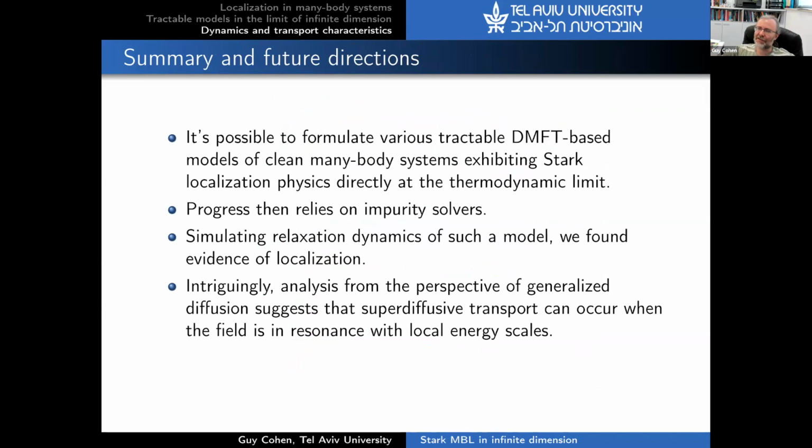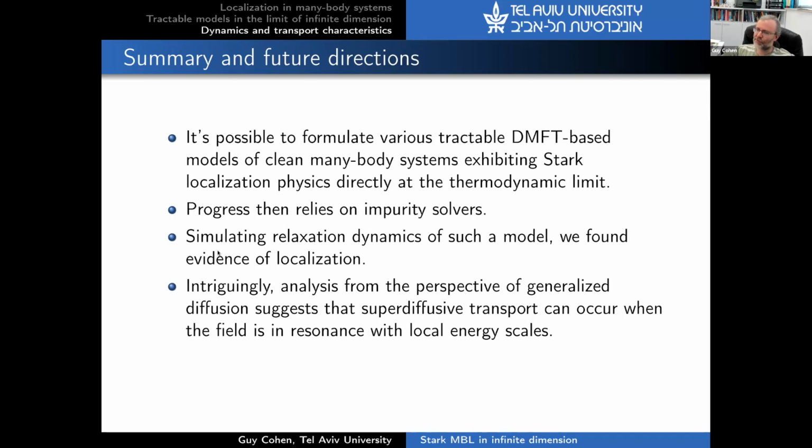I guess I should say it's possible to formulate a bunch of DMFT tractable models of clean many-body systems that have localization physics. And these are at the thermodynamic limit, which is quite unusual for many-body localization, where almost everything is done with small systems with finite size scaling. The only finite size scaling that we have is with the density wave, right? So it's hard to go to the hydrodynamic limit, but we are at the thermodynamic limit. Then if you have good impurity solvers, you can solve these things and learn something about the system.